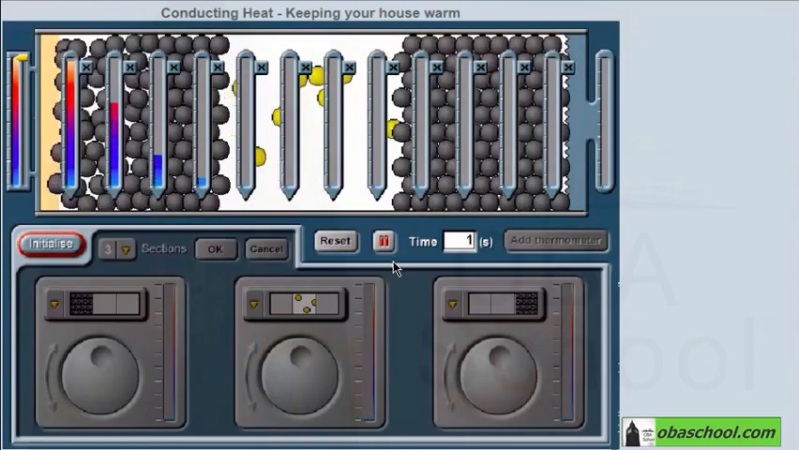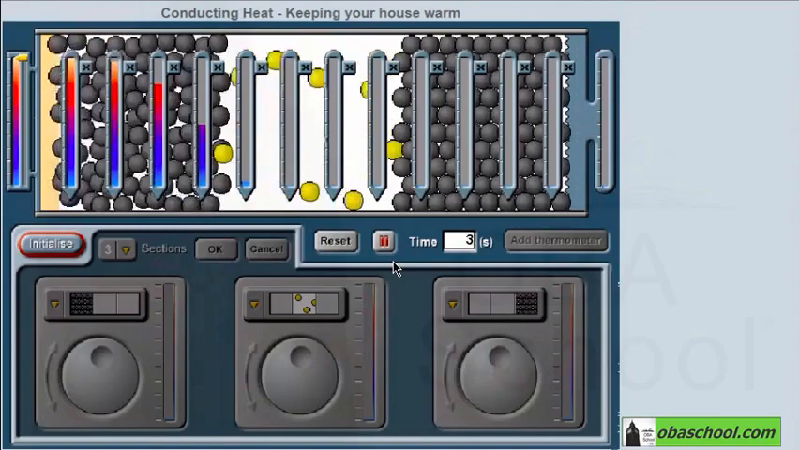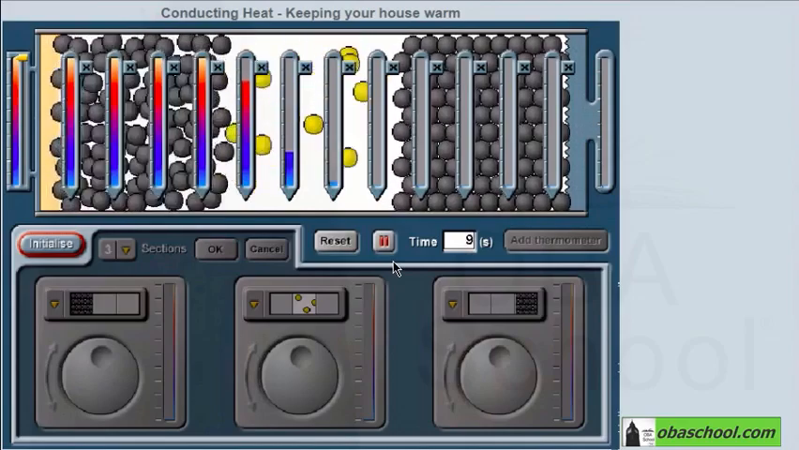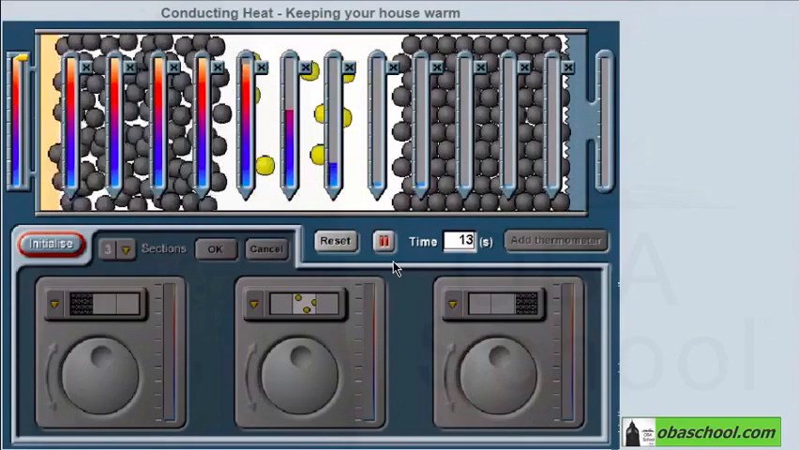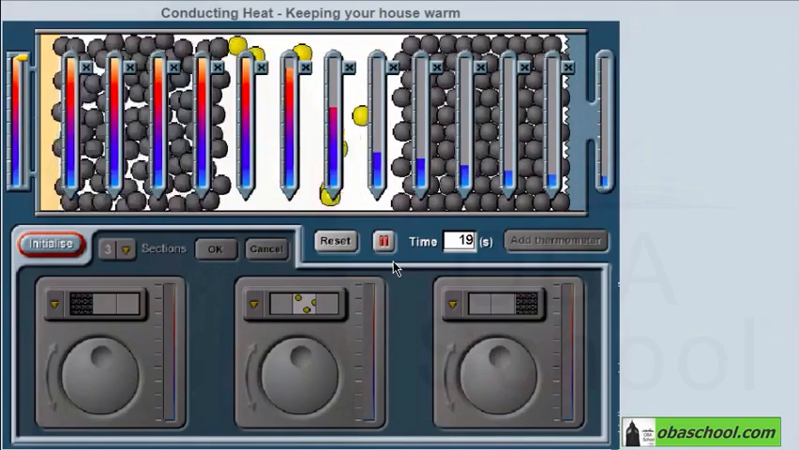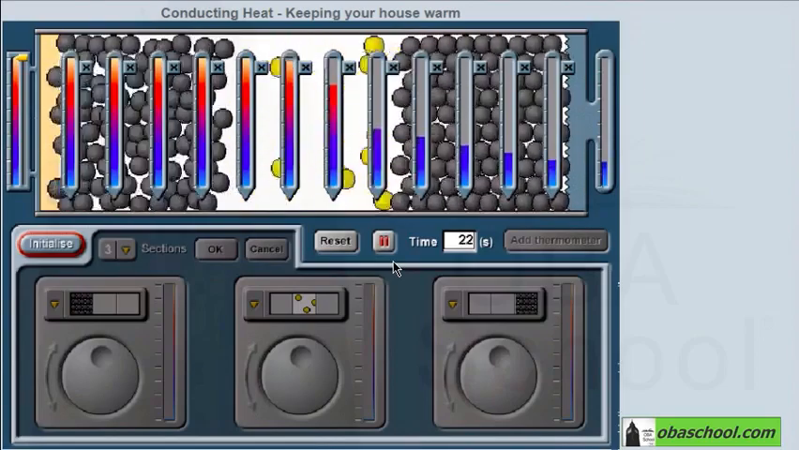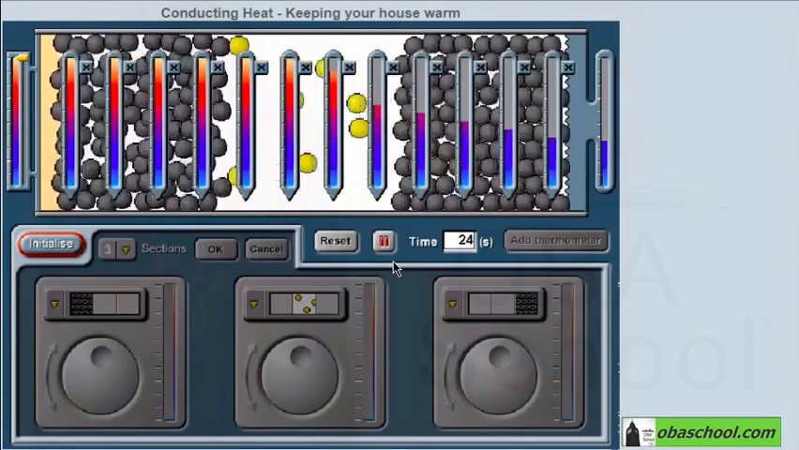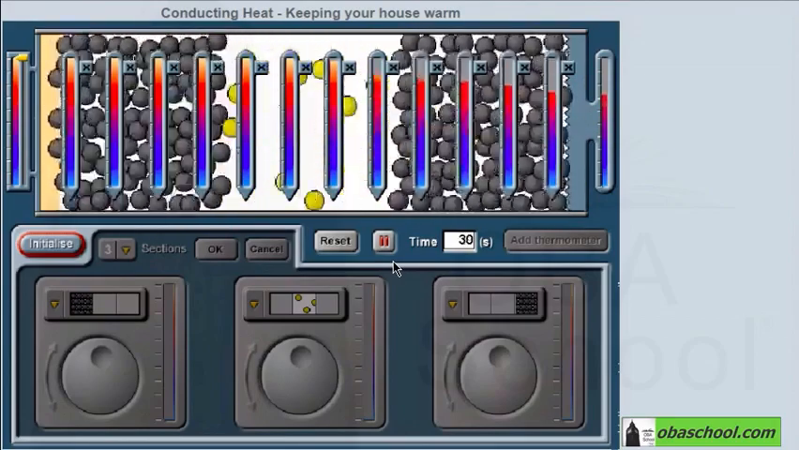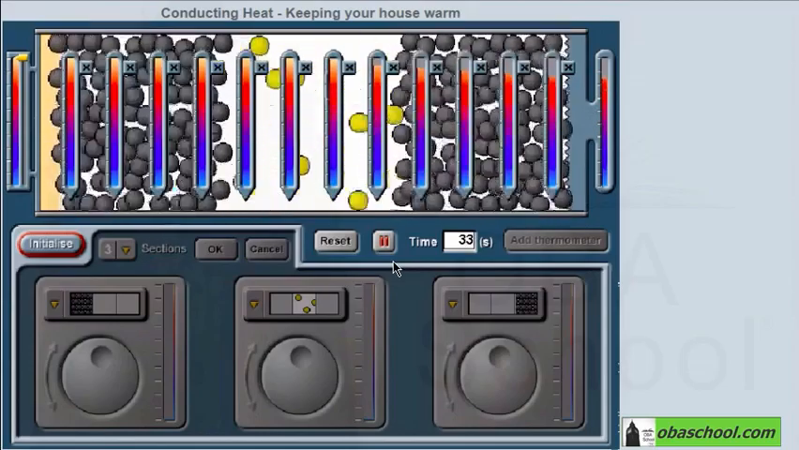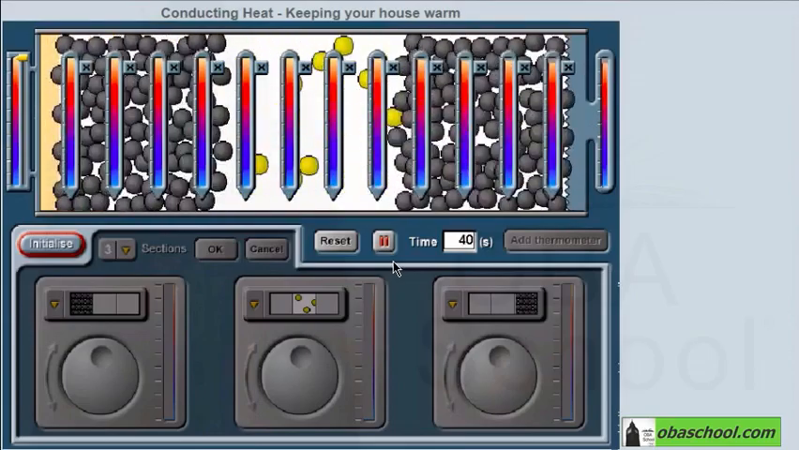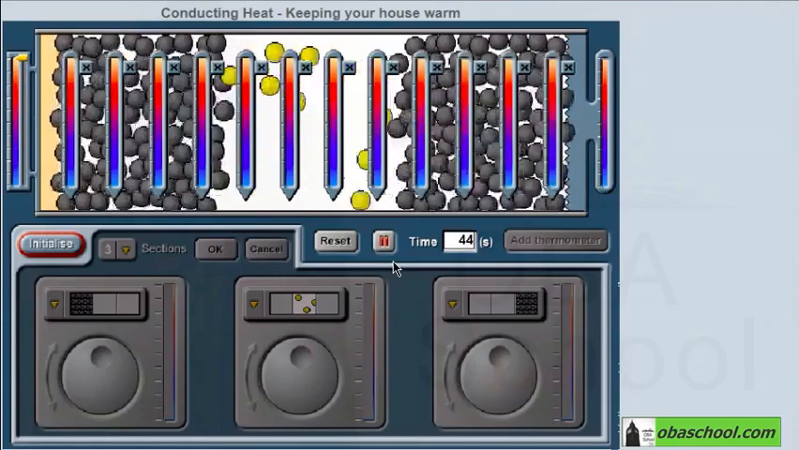So in the solid wall, the heat was transferred for around 30 seconds. While here in the cavity wall, we'll see how much time it will take. Well, it's definitely taking more time than the solid wall. It took about 35 to 40 seconds to reach the full temperature scale.